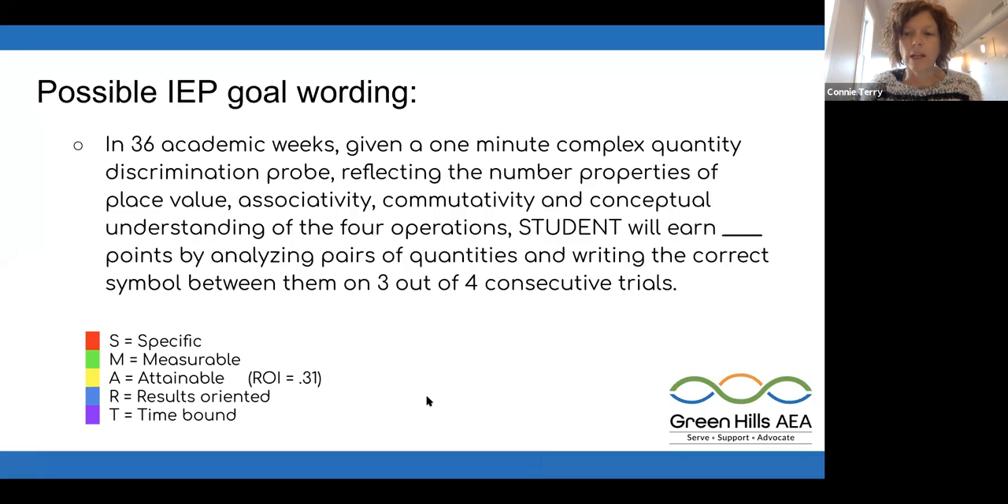Now, again, you can change the way the relational symbols of greater than, less than, or equal to are used. You could have it be by analyzing pairs of quantities and circling the larger or the greater quantity. That would be just fine. Lisa also noted that, sticking to the lower end of the grade levels, the rate of increase being 0.31 is a possible way to calculate that.